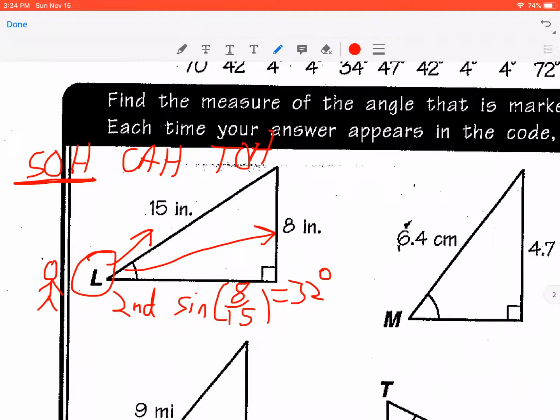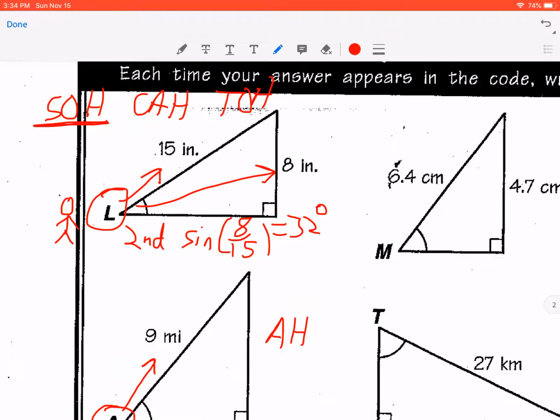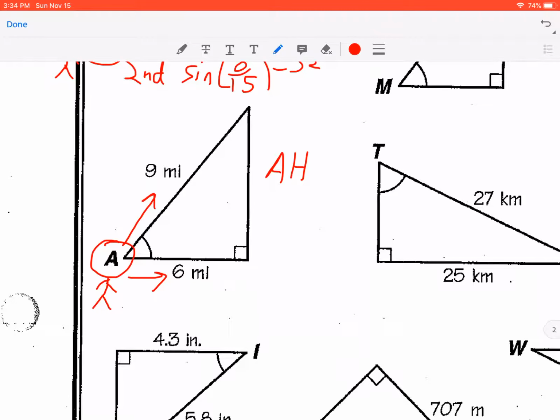All right, and that's literally all you're doing for homework. So wherever it's listed, I'll do this one for you. A, again, if you want to draw the person, you can. He's got a very large head. That is right beside you, so that's adjacent. And that's a hypotenuse. So when I look at my cheat sheet, who has A and H, that's cosine. So all you're simply going to type in is second cosine A divided by H. So make sure you do 6 divided by 9. All right, so I'm going to do second cosine 6 divided by 9, and that's 48 degrees.